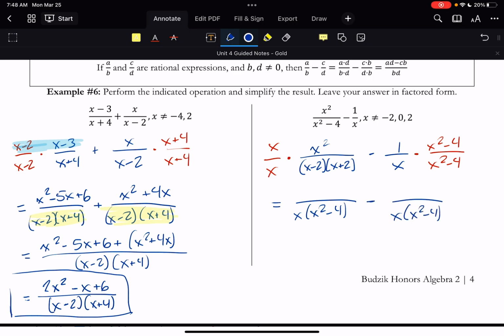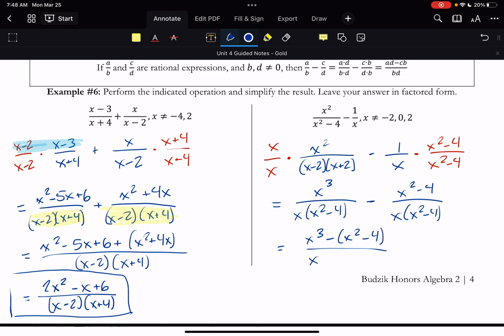So now when I multiply my numerators, x times x squared gets me x cubed. And then 1 times x squared minus 4 gets me, again, that x squared minus 4. Okay. So now I have that common denominator, so I can write this as one rational expression. So this gives me x cubed minus the quantity of x squared minus 4 over x.